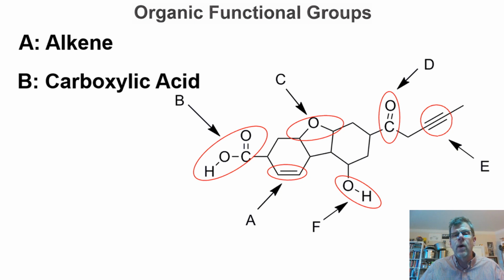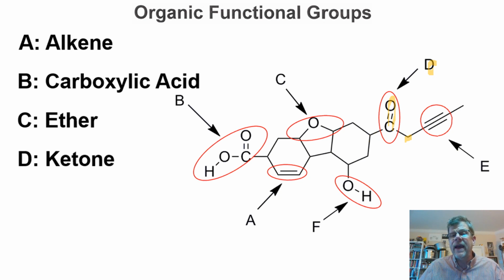Let's look at what is C right here. In C, we have an oxygen atom flanked on both sides by hydrocarbon carbon. That is diagnostic for an ether functional group. You see where I'm going with this now. Let's look at D. Here we have another carbonyl carbon flanked on both sides by hydrocarbon type carbon. That is diagnostic structure for a ketone functional group.